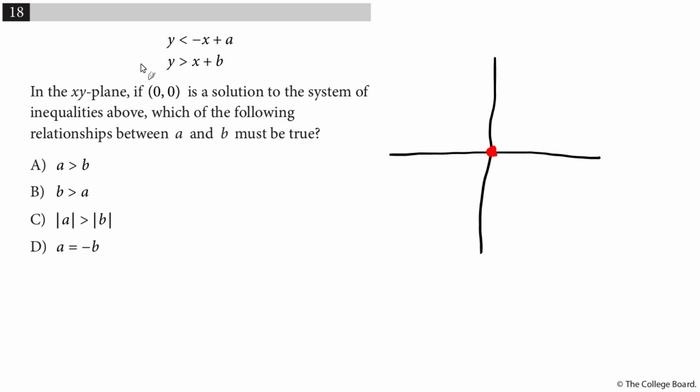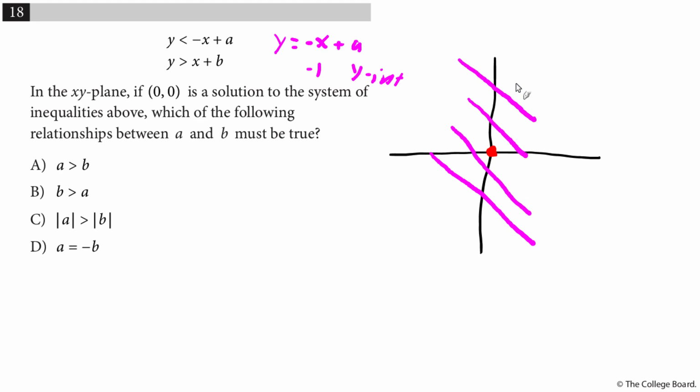Now, let's look at this carefully. So I'm going to look at this line, y equals negative x plus a, first of all. So this would have a -1 slope and have a y-intercept at a. So if a is down here, I would have a line like this. If a is here, I'd have a line like this. If a is here, I have a line like this. I have all these possible parallel lines for what a could be.